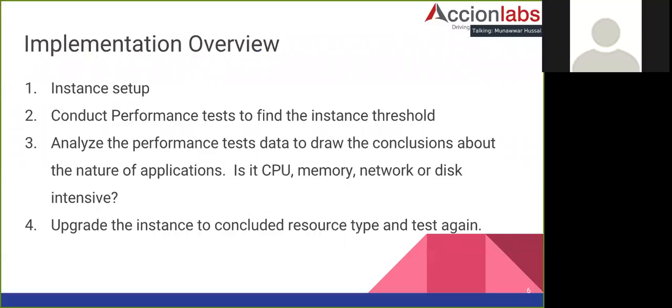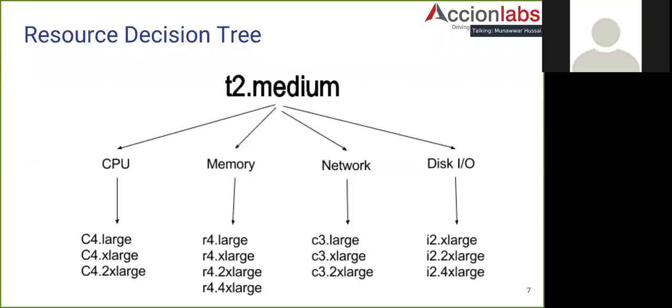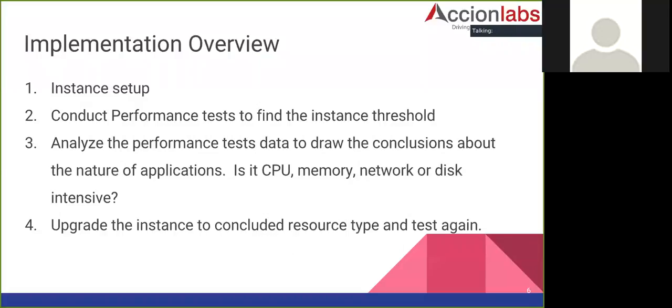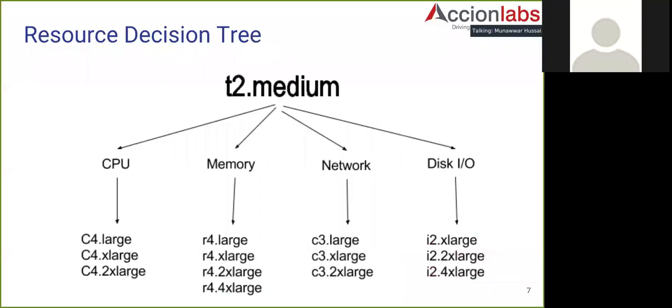So once it has tested all those instances, T2 medium, R4 large, suppose it finds that R4X large is sufficient. It does not need to test above those instances, and it stops the test over here. It ends the test, and it sets that instance to that level, R4X large.